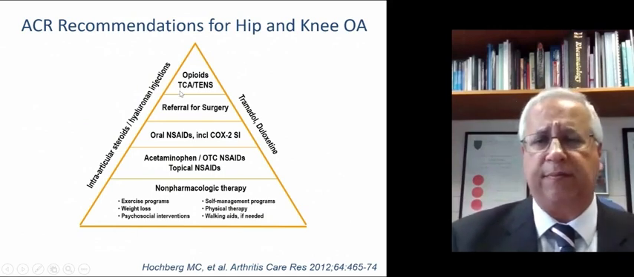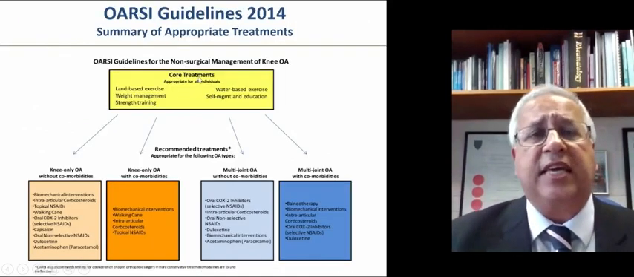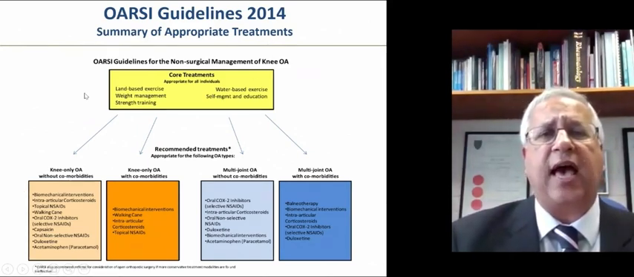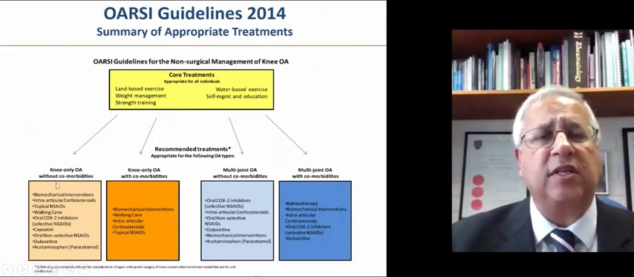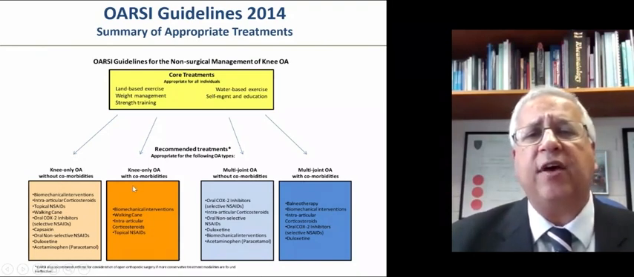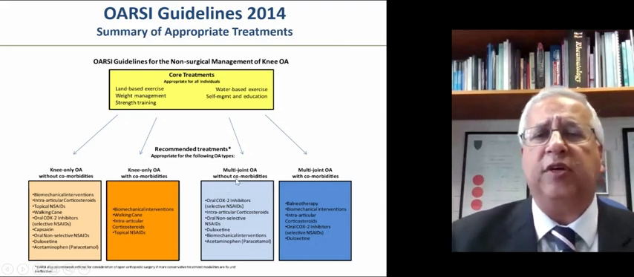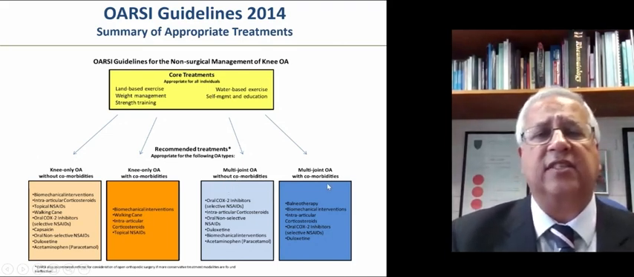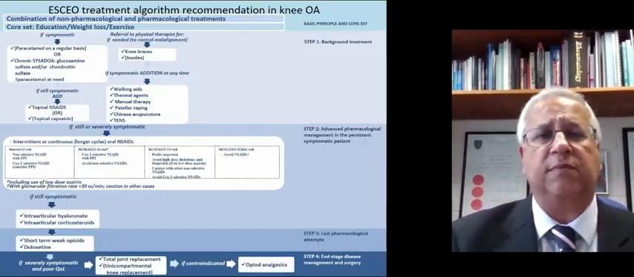In the OARSI guidelines in 2014, they classified the measures after you got core treatments with those that are in patients with OA without comorbidities and those with comorbidities for the knee alone, and then multi-joint OA without and with comorbidities as the different classifications.